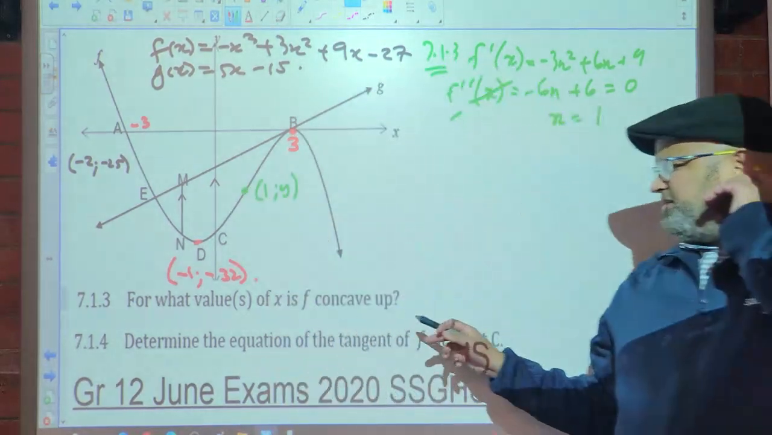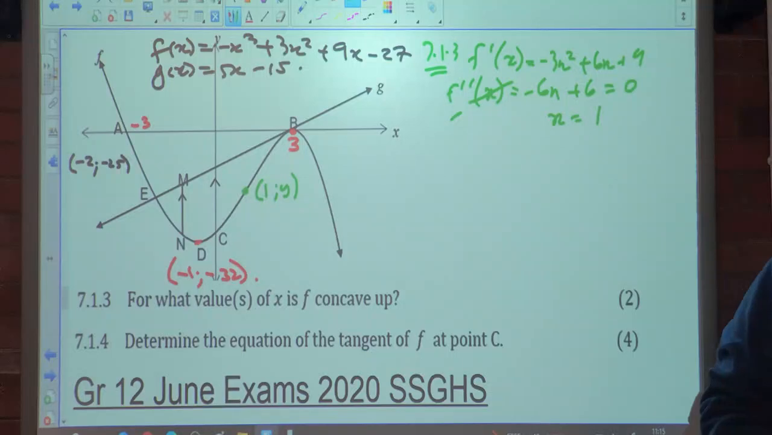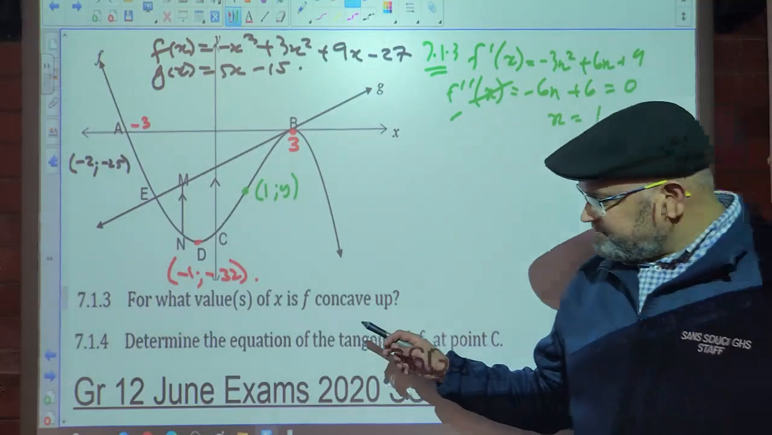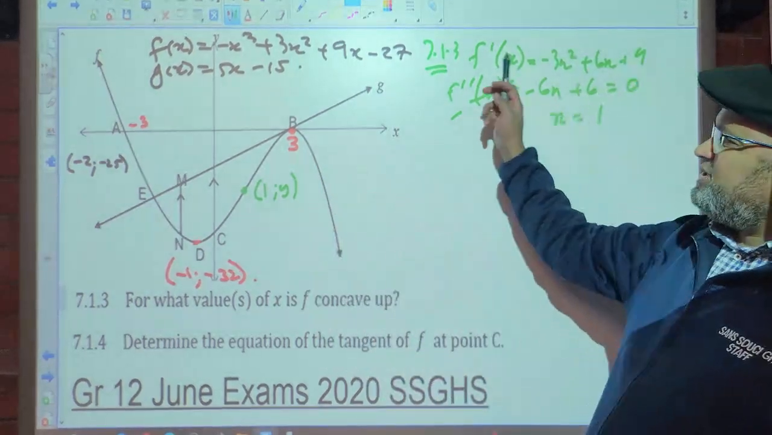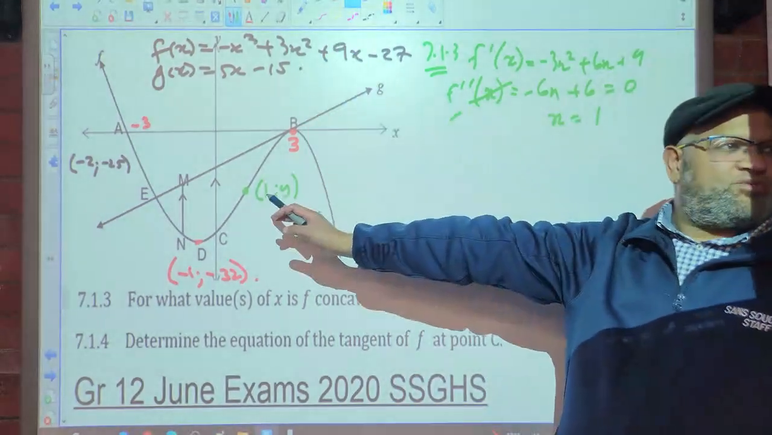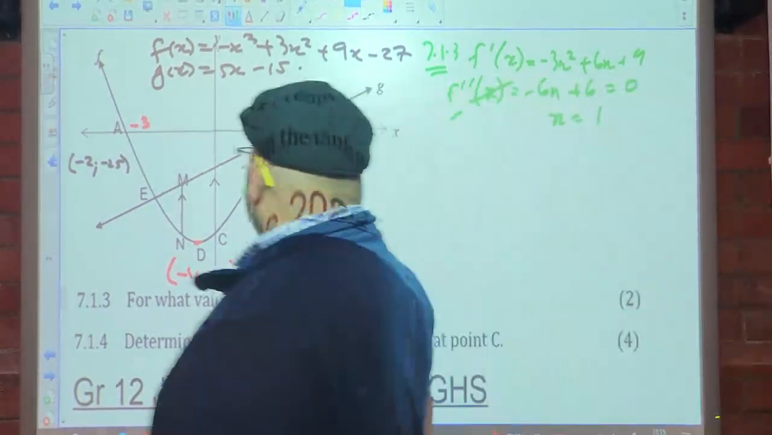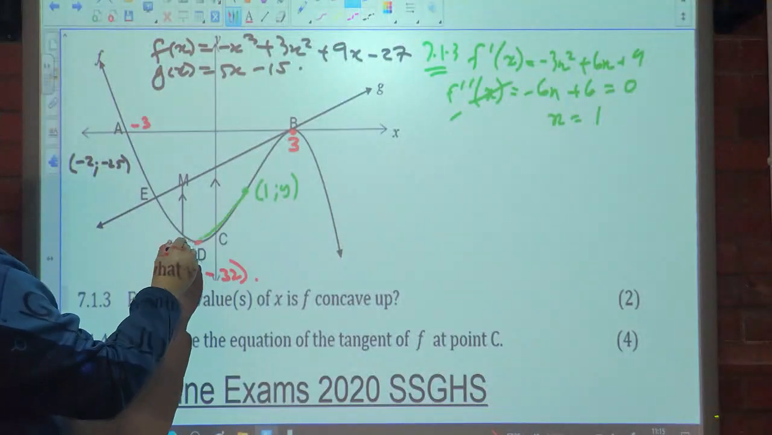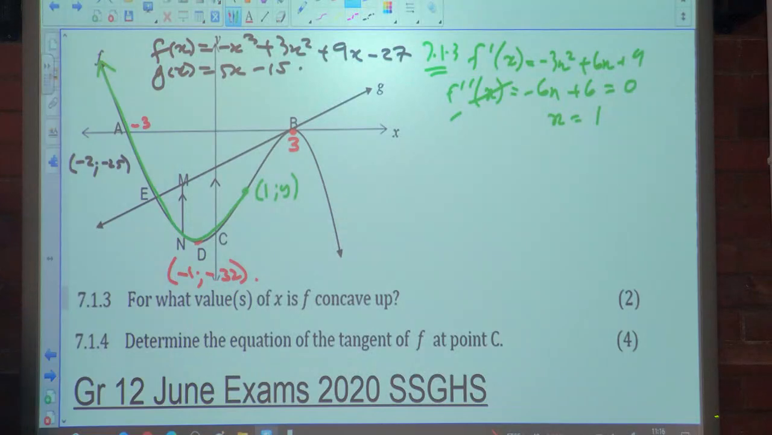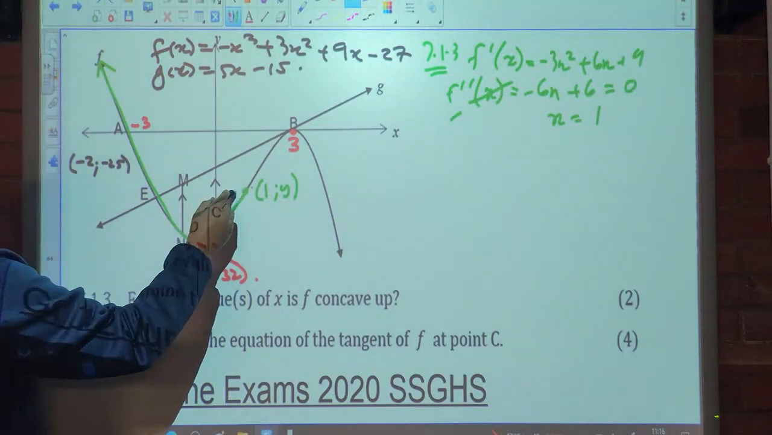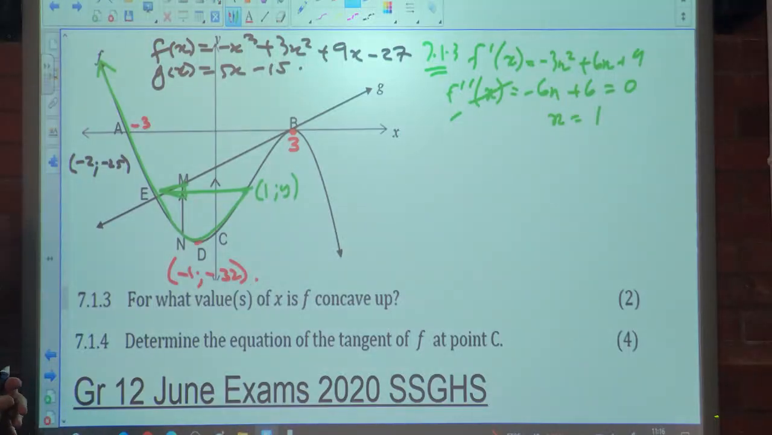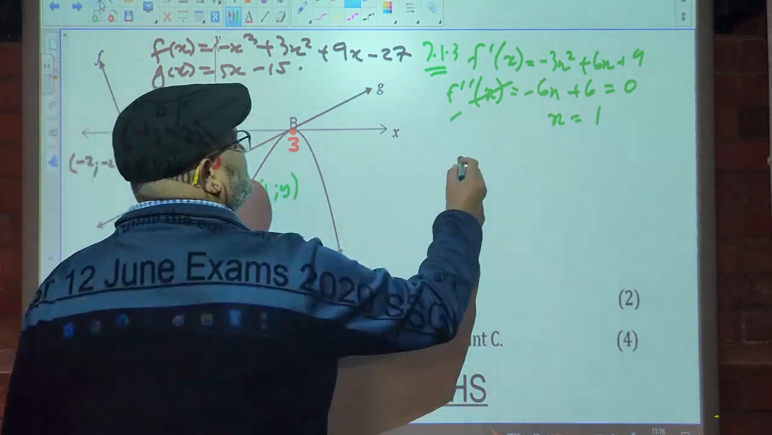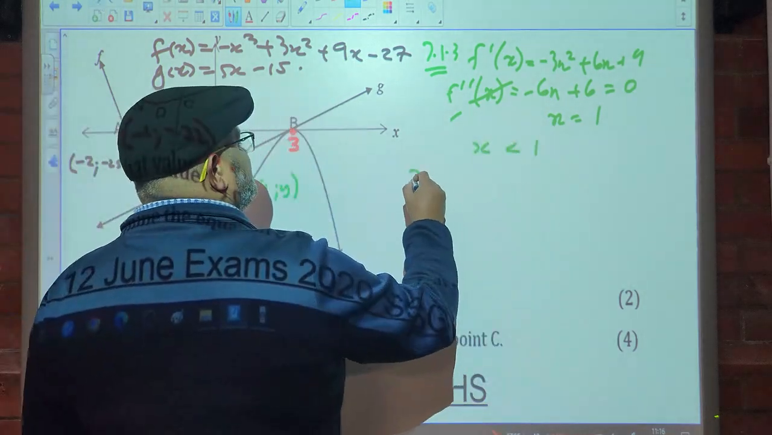The question wasn't asking for the coordinates of the point of inflection. If it was, I would have substituted 1 into this equation here and gotten the corresponding y value. But for concave up, it will be this part of the graph. Here the graph is concave up. You all agree with that? So in other words, x has to be less than 1. Therefore x is less than 1.